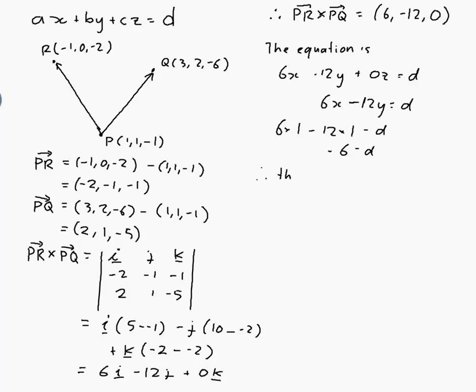Therefore, the equation is 6x minus 12y equals minus 6. Looks like I can divide everything by 6 there: x minus 2y equals minus 1. And that's the end. Oops, and these equal signs didn't come out properly, so I'll draw them in. All right.